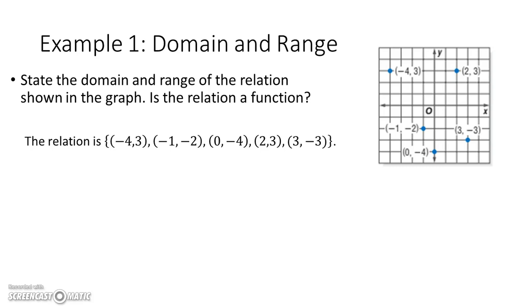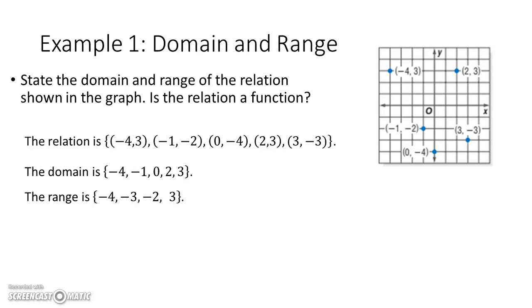So our domain is all the x values. So it's -4, -1, 0, 2, and 3. Okay, then our range is -4, -3, -2, and 3. Each member of the domain is paired with exactly one member of the range, so this relation is a function.